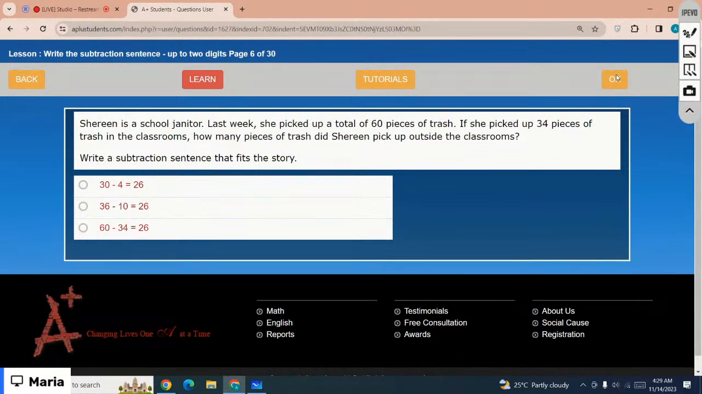Okay, the next one is Shireen is a school janitor. Last week she picked up a total of 60 pieces of trash. If she picked up 34 pieces of trash in the classroom, how many pieces of trash did Shireen pick up outside the classroom? So which is the correct option?